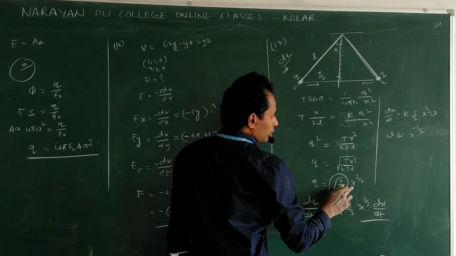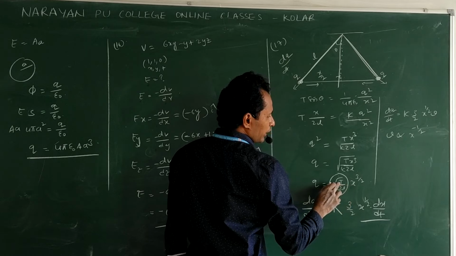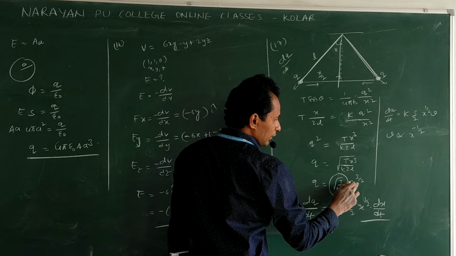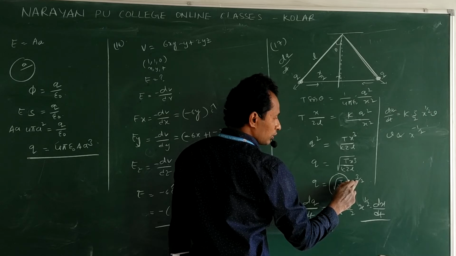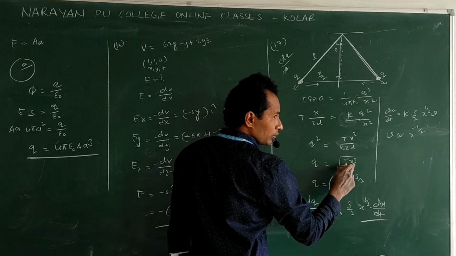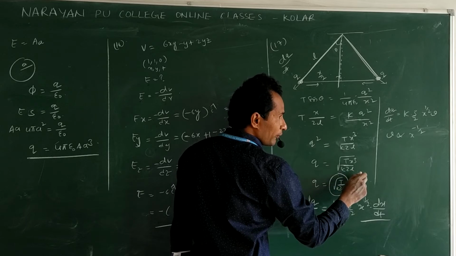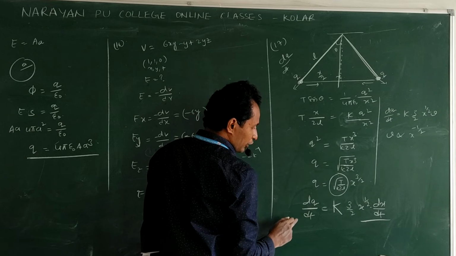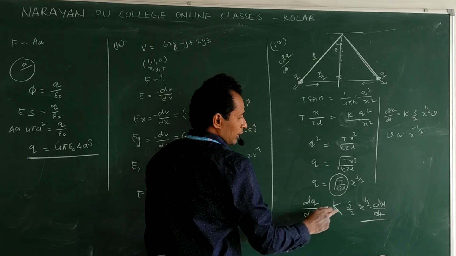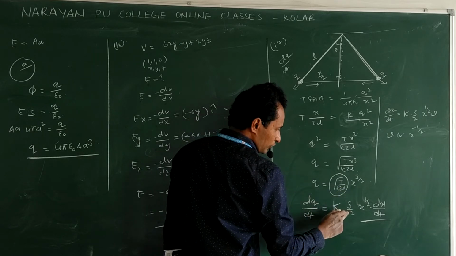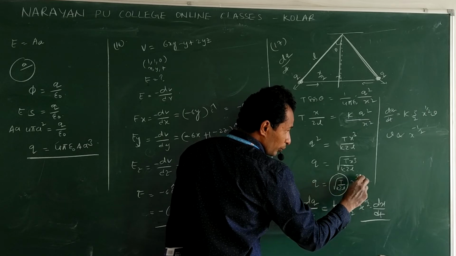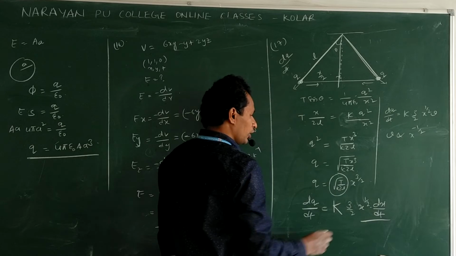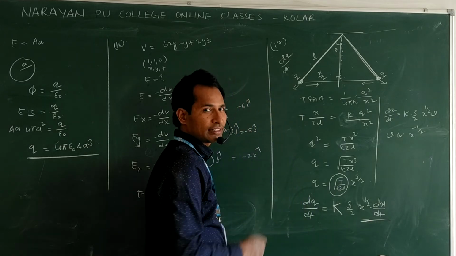Then T is mg, which does not change here. And root of x cube we can write as x power 3 by 2. Understand? Root of x cube, x cube whole power 1 by 2, so 3 by 2. Then this is decreasing dq by dt. Differentiation of x power 3 by 2 is 3 by 2 into x power 3 by 2 minus 1, that is 1 by 2, into dx by dt. Once the differentiation is over, you can understand all this.